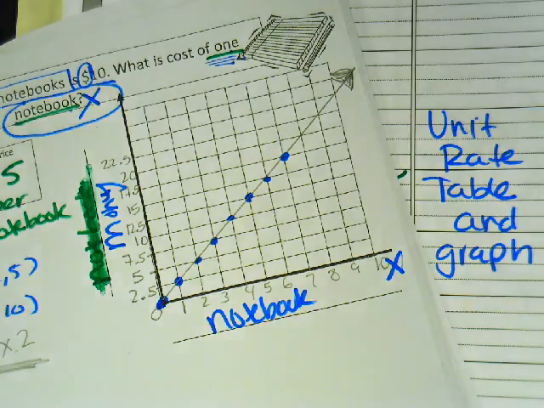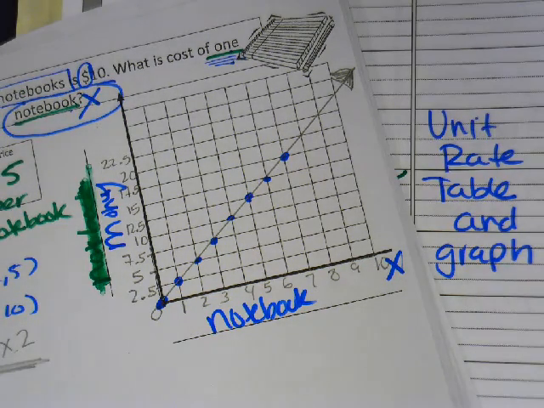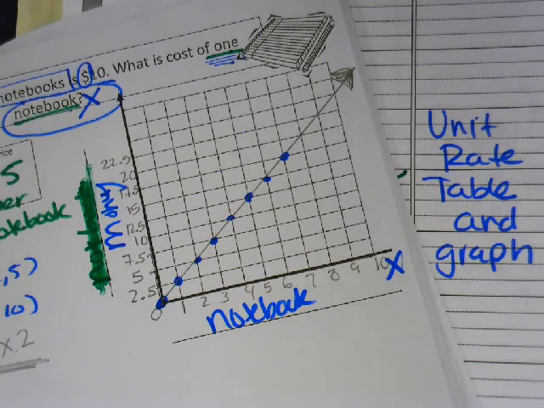My dots stopped, but does that mean that this stopped? No. Could you technically buy 100 notebooks? Yeah. So even though my graph stops here, this arrow means it goes on forever. Just because I stopped doesn't mean you get to stop. The graph, that is. All right.